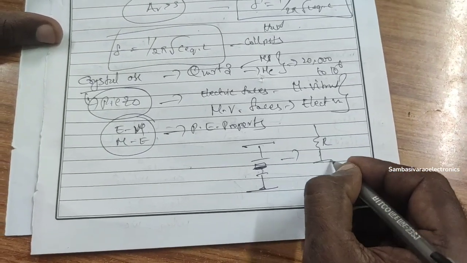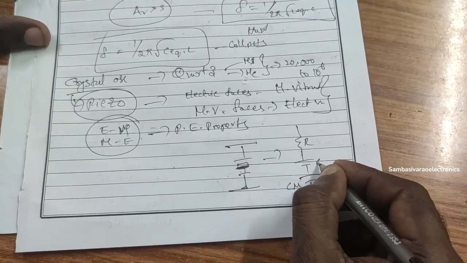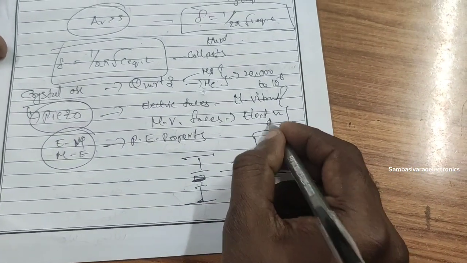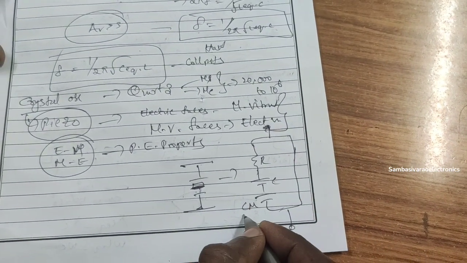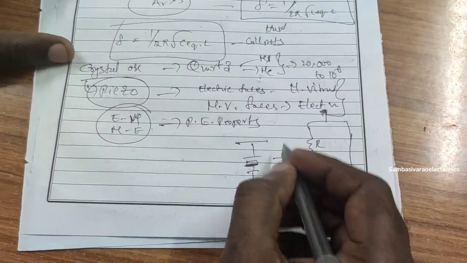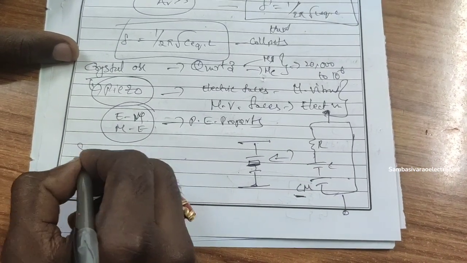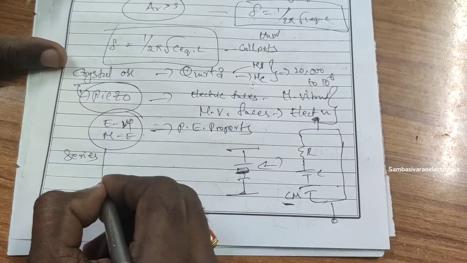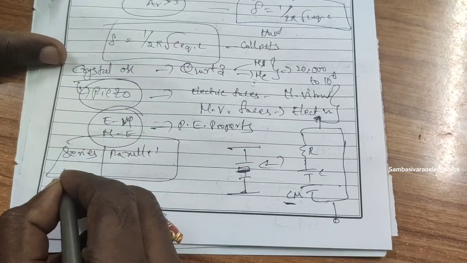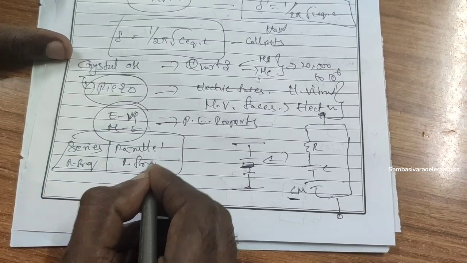The crystal material looks like this. This can be redrawn with an equivalent circuit, that is R, L, C, and another one is CM. It is an equivalent circuit for the crystal, where R is the internal resistance of the crystal, C is the crystal capacitance, and M acts as a mutual element. So the circuit can be redrawn like this, and the crystal can be used for both series as well as parallel resonant frequencies.